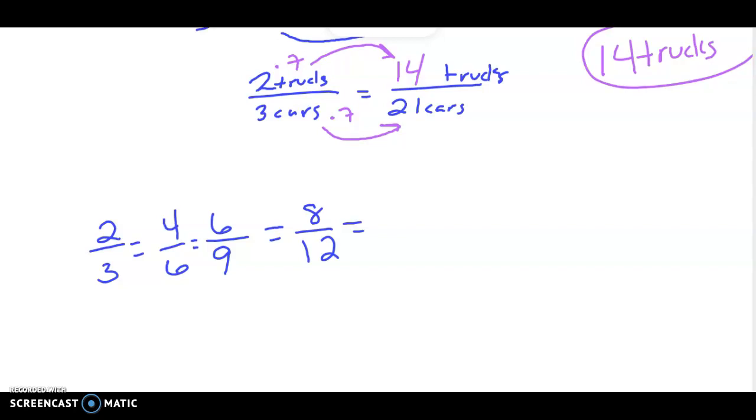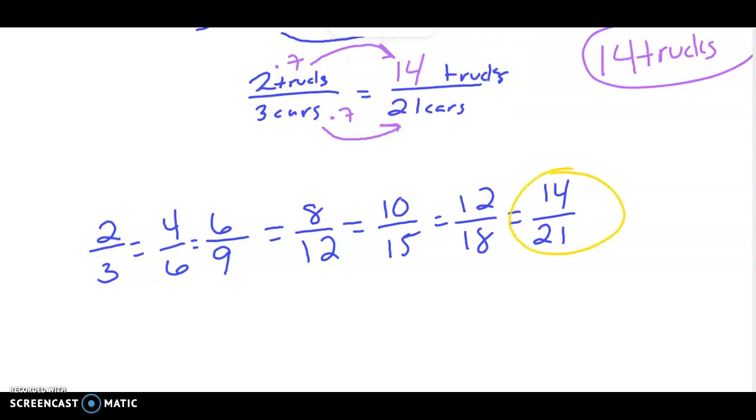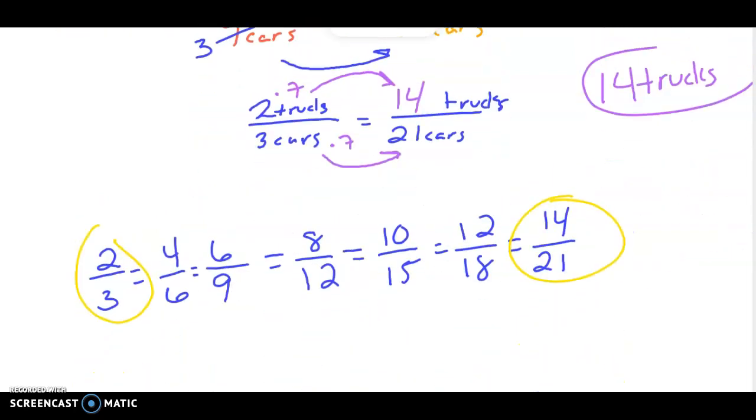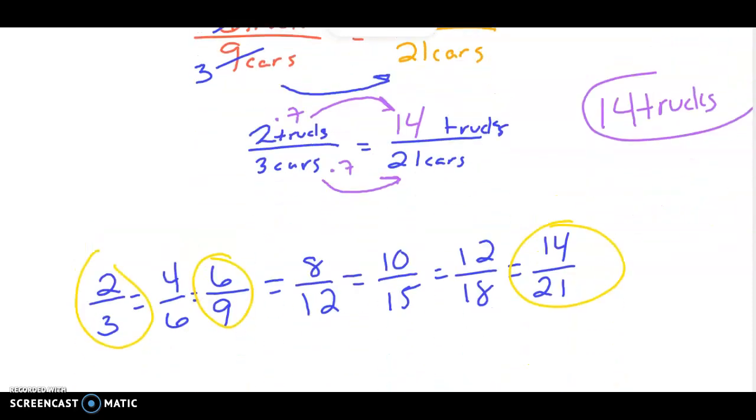And then the next one, times 2, times 2, times 3, times 3, times 4, times 4, times 5 is 10/15, times 6 is 12/18, times 7 is 14/21. And if I look right here, 14/21, 2/3, and what was the other one? I believe it was 6/9. These are all equivalent ratios, okay?